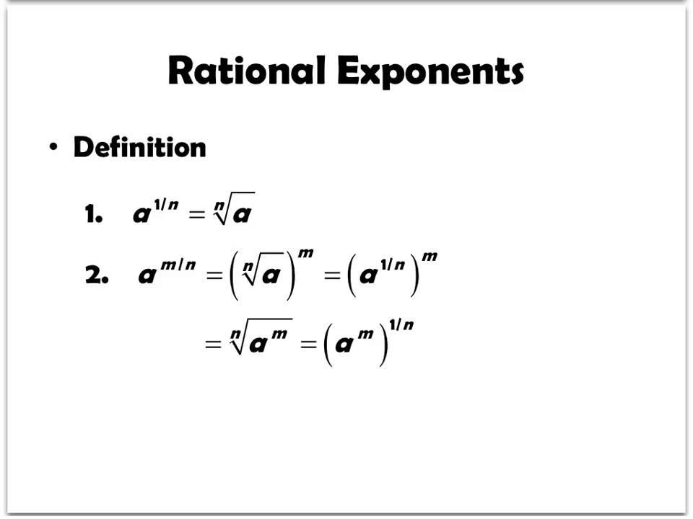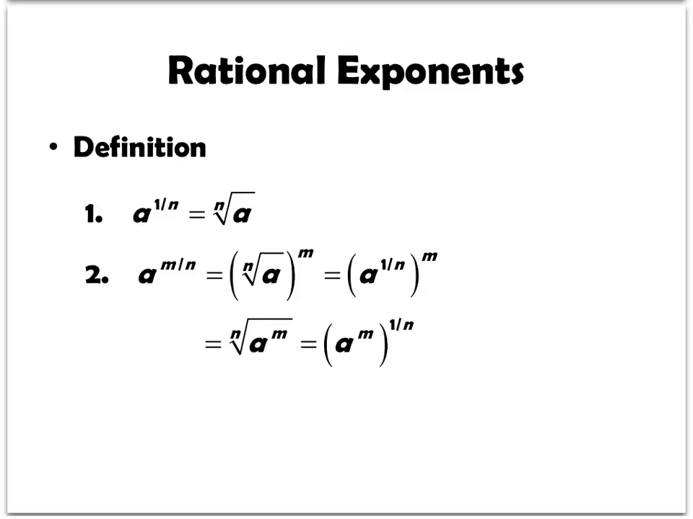Alright, so now let's move on a little bit and define what we call rational exponents. Remember, a rational number is like a fraction. And so there's going to be two parts to our definition. First, we're going to define a raised to the number 1 over n. And that is simply another notation for the nth root of a. So there's really nothing new here in this definition. It's just a different symbol, different notation.